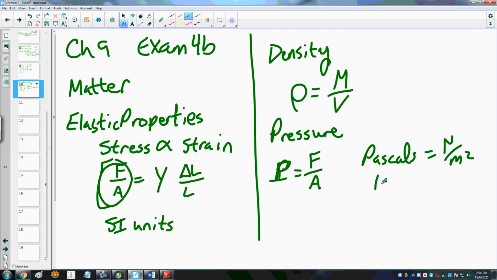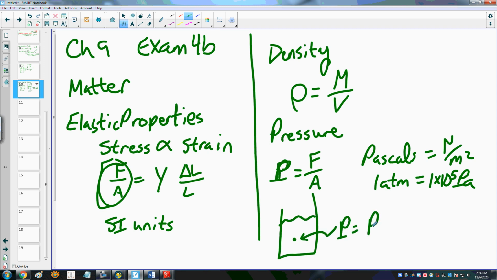But then we also have an atmosphere. An atmosphere is the pressure at atmosphere at sea level, and that's equal to 1 times 10 to the 5th pascals. That conversion factor is on your equation sheet, so you don't need to know it. You do need to know how to find the pressure at a certain depth. So if I want to find the pressure here, that's equal to P naught, which is the pressure pushing down on the outside of the fluid, plus rho times g times h, where rho is the density of that fluid and P naught is the atmosphere.